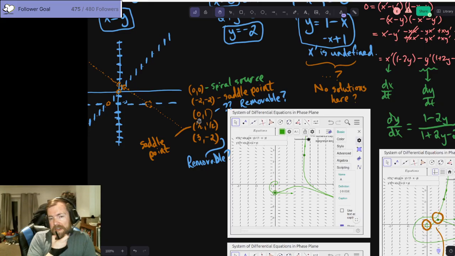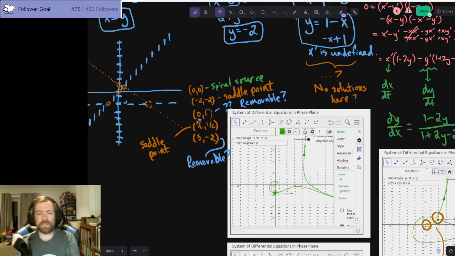And then at 3, negative 2, I think we're going to have the same problem there. We have a 1 minus x, so 1 minus 3 is negative 2, minus negative 2. So it's also an undefined system. Curses. So none of those are working out terribly well for us at the moment.